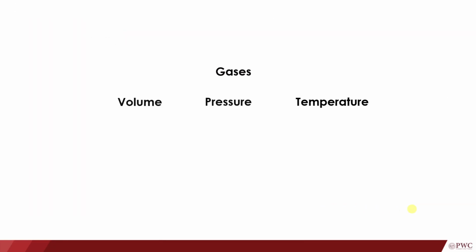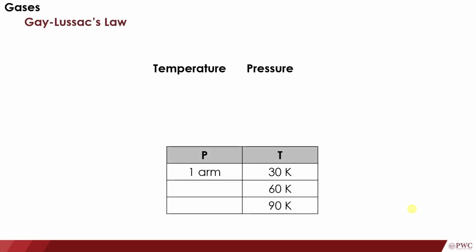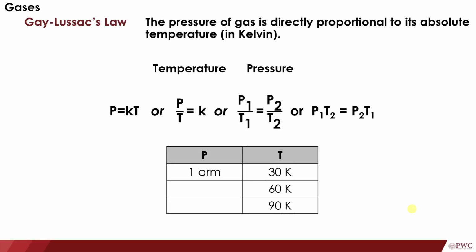Let's proceed to the next law. We have the temperature and pressure. The relationship is described by Gay-Lussac's law. So here, the pressure of a gas is directly proportional to its absolute temperature. So we have these formulas over here. We have P is equal to K times T, or P over T is equal to K. In this case, our temperature increased by a factor of 2. Now, what do you think will happen to the pressure? This one is in atm, by the way.